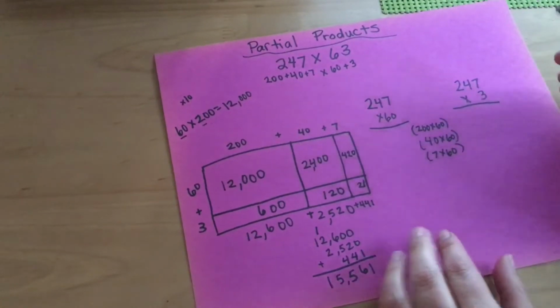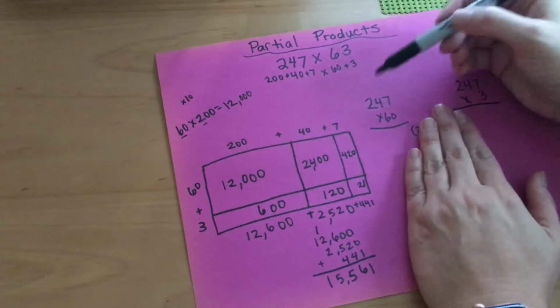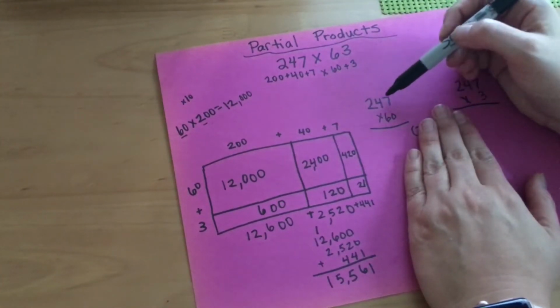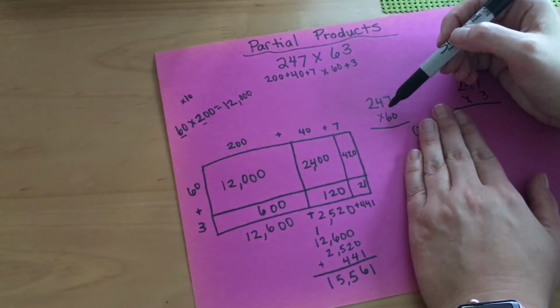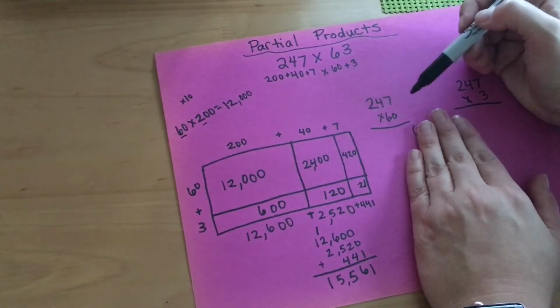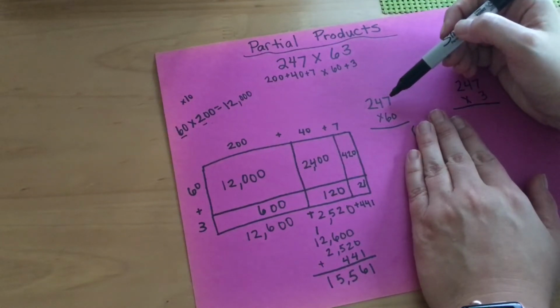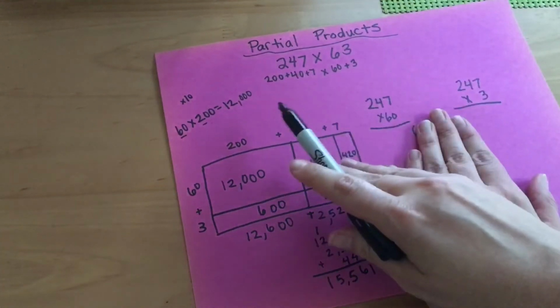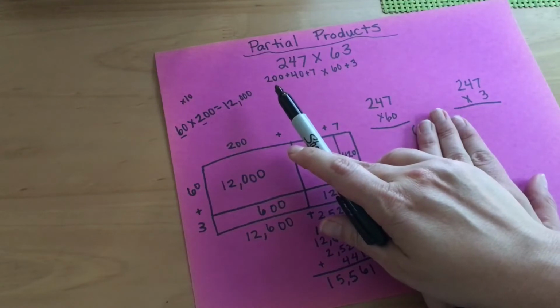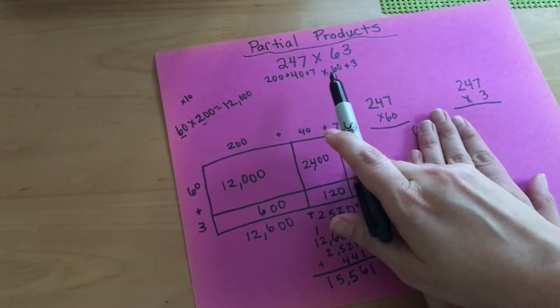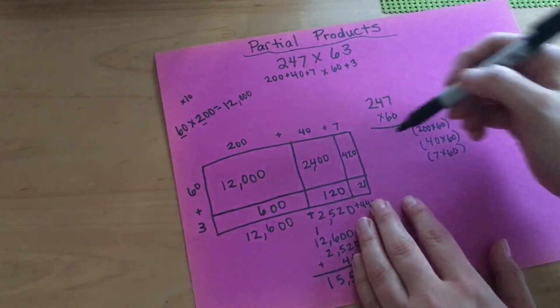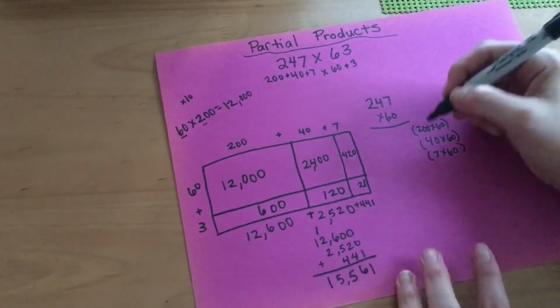Let me just go over that again. So just looking at this, I'm multiplying each place value. So I'm multiplying the hundreds place. I'm multiplying 200 times 60, 40 times 60, and 7 times 60. And then I'm going to find my partial products.